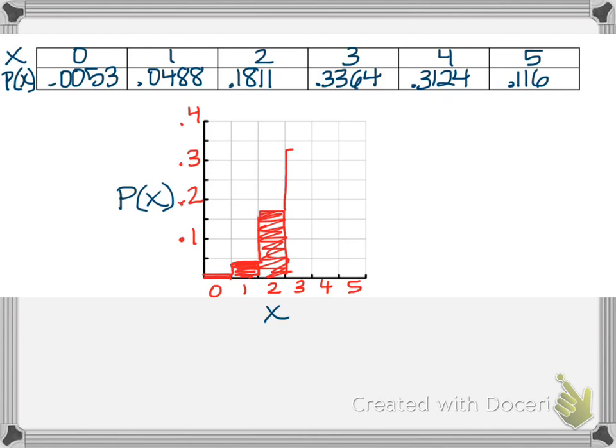33% is going to be up here. 31% will be just below that. And then 11.6% will be just above 10%. And to check these, you could add up all these numbers together. They should be very, very close to 1 depending on the rounding, and the reason they come out to be 1 is because we've taken care of all of the possible outcomes that could happen.